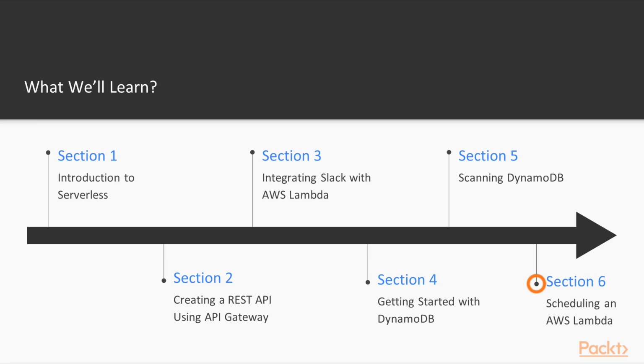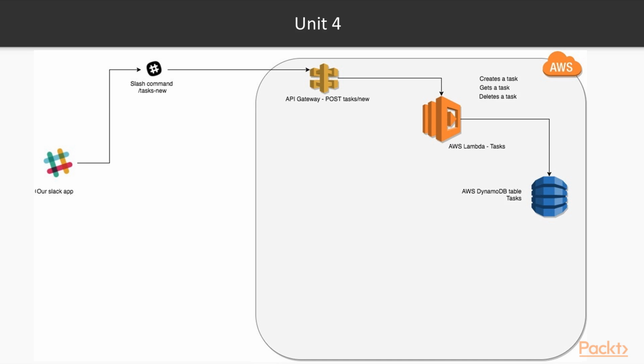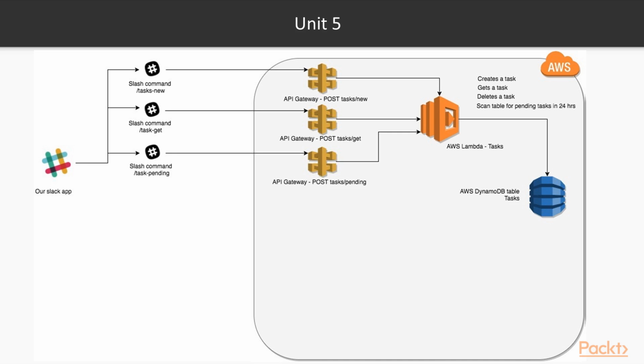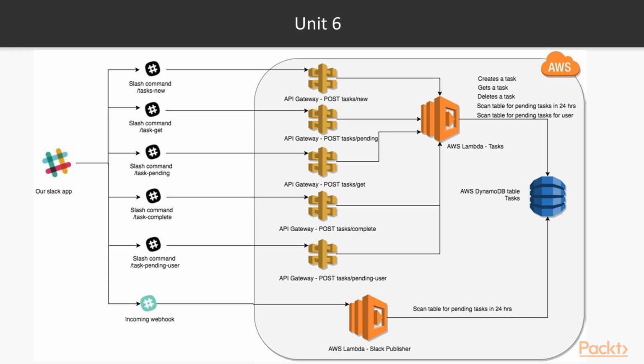Section 6 is the last section, where we will learn about how to schedule a Lambda and also how to send HTTP requests from AWS to other services. And this is how the lab will look at the end.